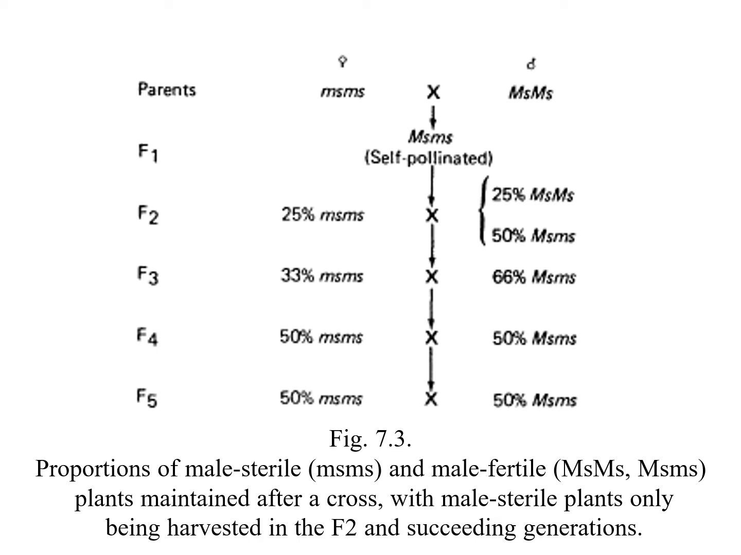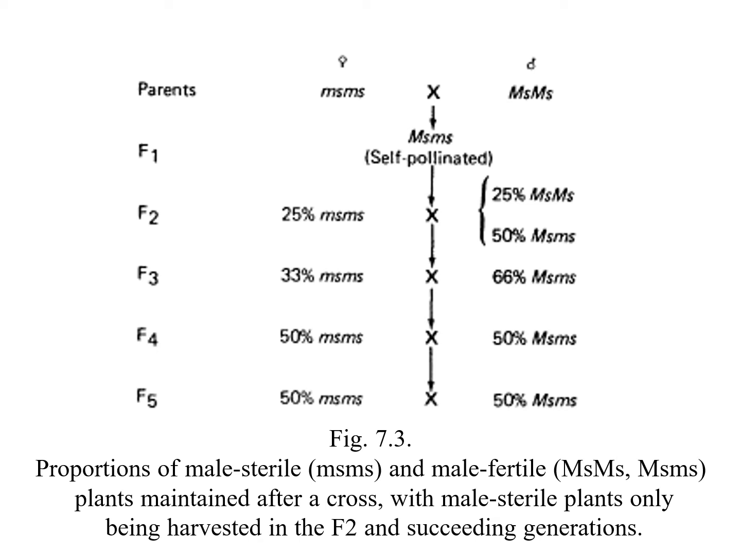Now, when we self it to the F3, we will find that the ratio will be 33% ms small, ms small, and 60% heterozygous MS capital, MS small. And this ratio is coming because the only source of pollen is coming from the male fertile plant, which is 70%.